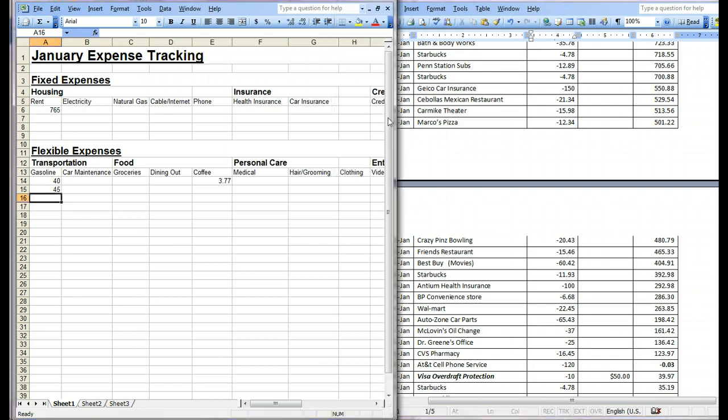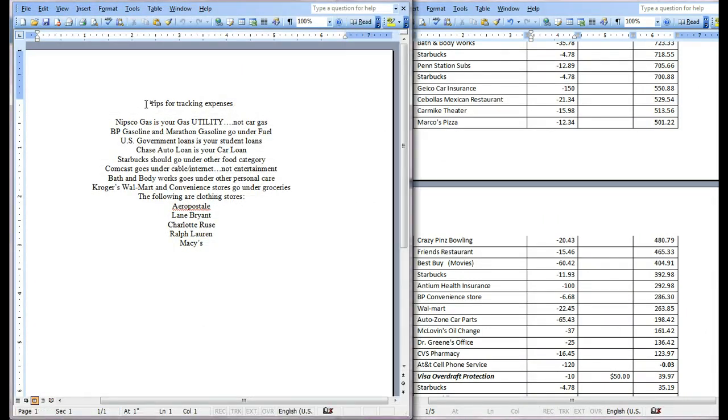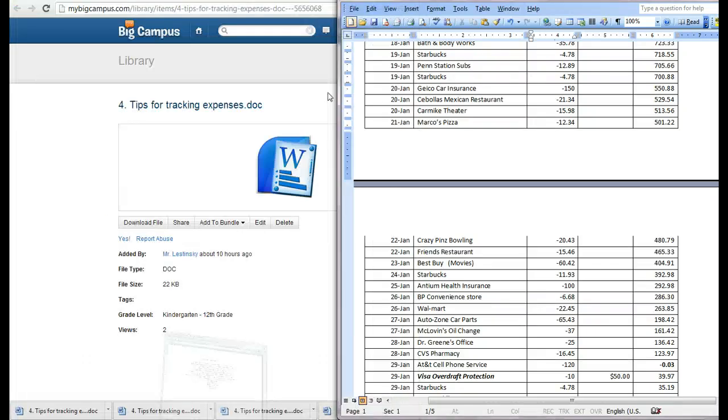One thing that could help you out in this process is something I set up for you, and it is the fourth document, which is tips for tracking expenses, okay? And this is just a guide of some of the categories you can put stuff into. So if you're really stuck, you have no idea where to put a particular item, and you're worried you're going to get marked off or something, just check this out, read through it, and see where you're at. See if you can figure it out. And if all else fails, go ahead and raise your hand and I'll come over and help you out.